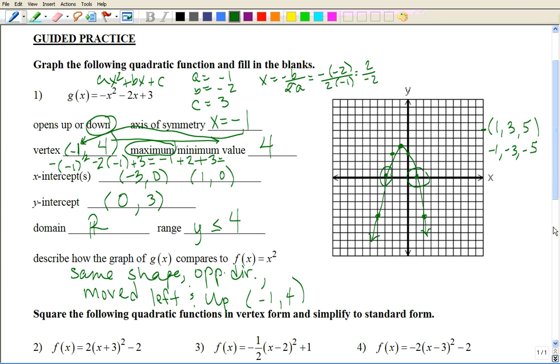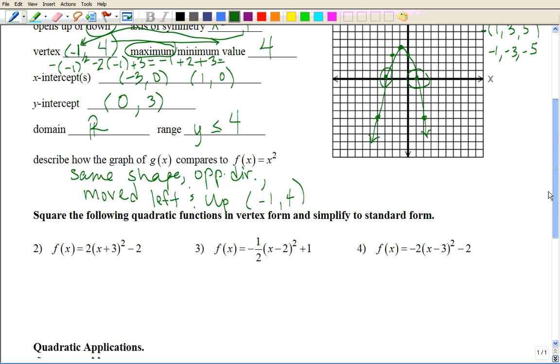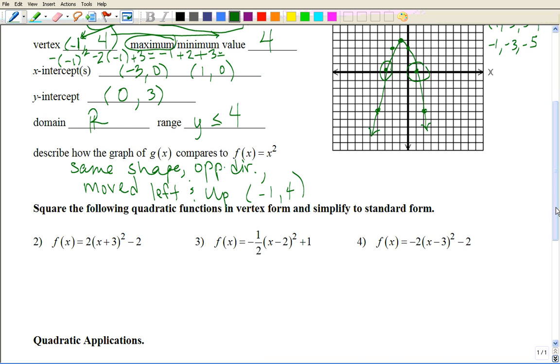Okay, so now let's practice switching some equations from vertex to standard form.